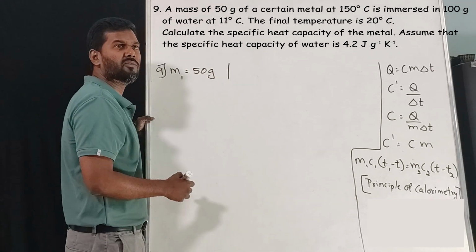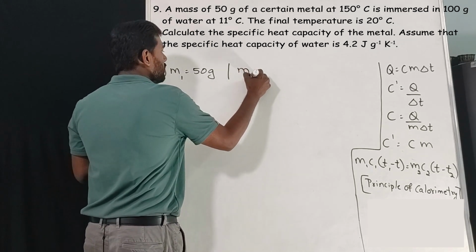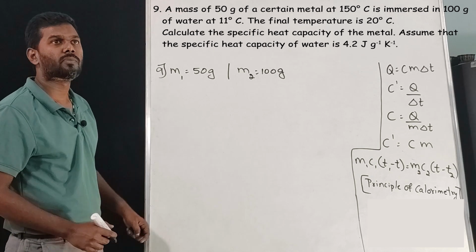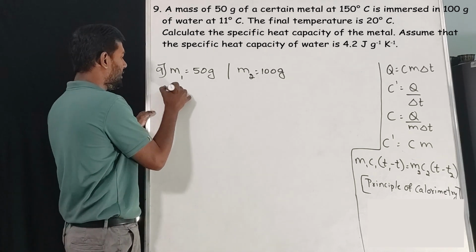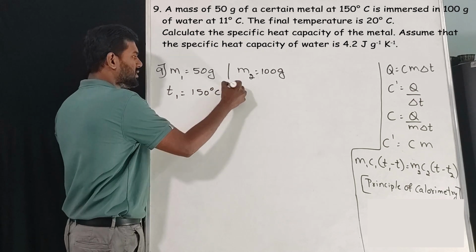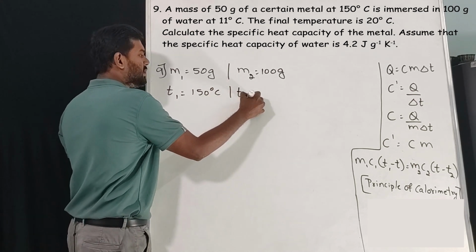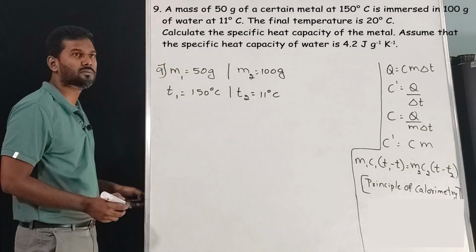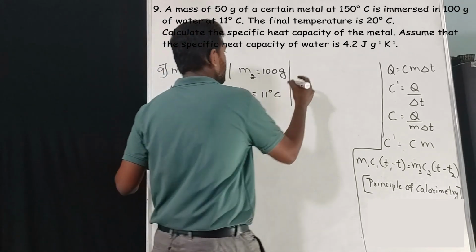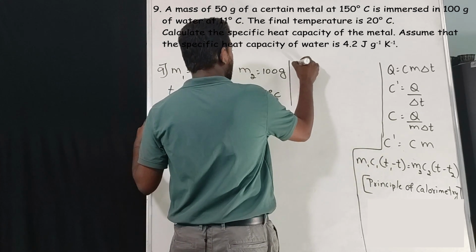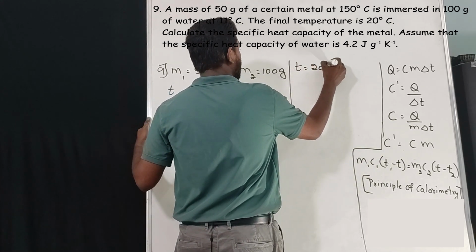and the mass of water is also given. M2 is equal to 100 grams. Next, T1, T2 is given. T1 is equal to 150 degrees Celsius and T2 is equal to 11 degrees Celsius. The final temperature is also given. We don't know what the final temperature is in the formula, right? I'll teach you, don't worry. That is 20 degrees Celsius.